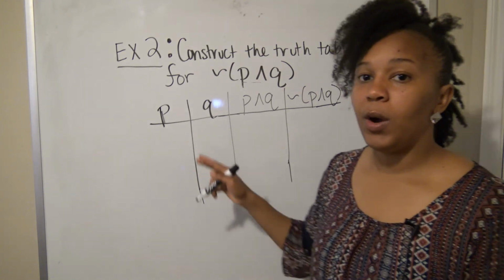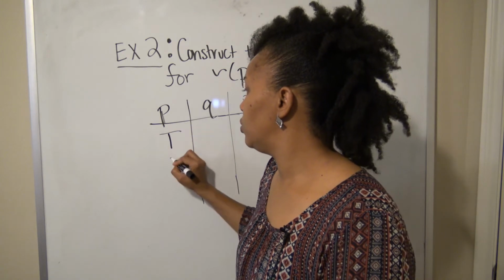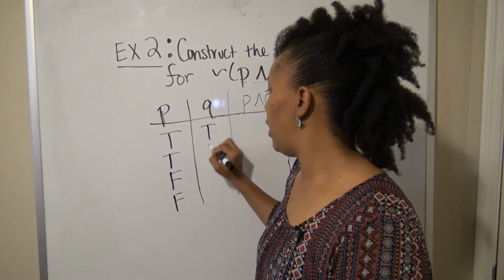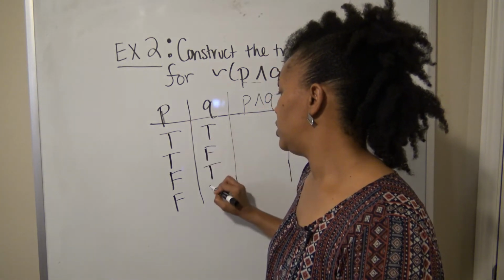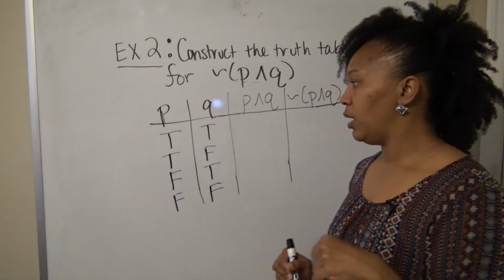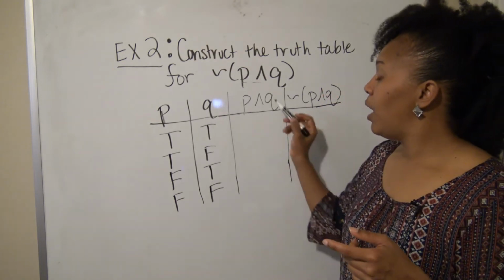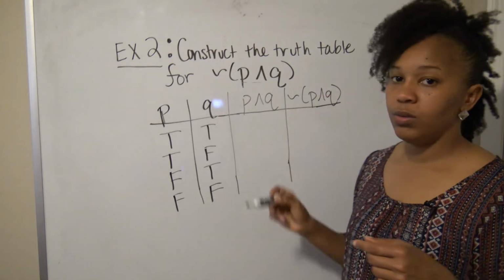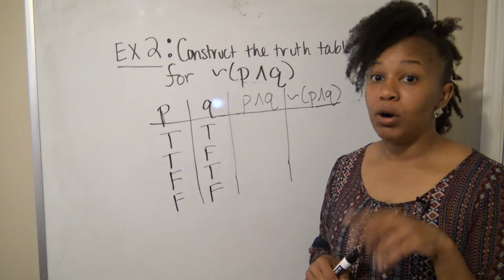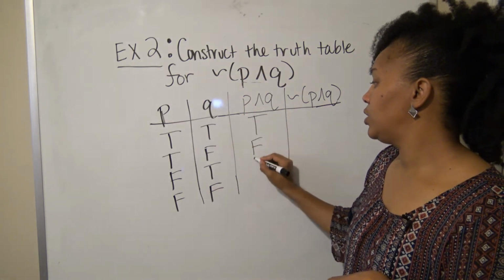So remember when there are 2 simple statements, you fill them in by saying true, true, false, false, and true, false, true, false. This is how you will fill in every truth table if there's only 2 simple statements, okay? When you start adding simple statements, then you fill it in differently. So now I want to determine what is P and Q. So remember, that's a conjunction. A conjunction is true when both are true. So that's only in the first case. Only in the first case are they both true.